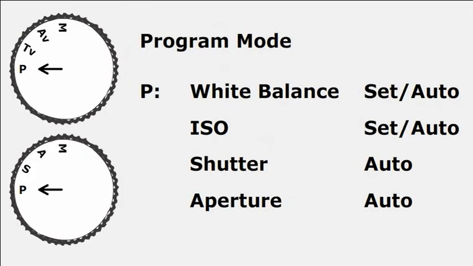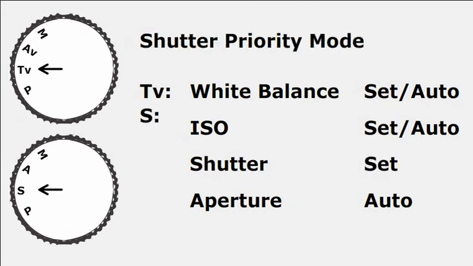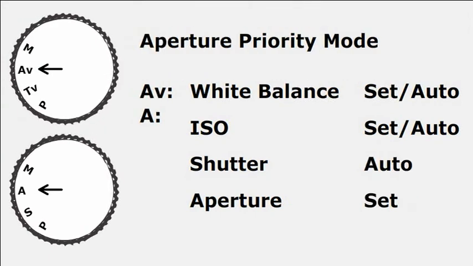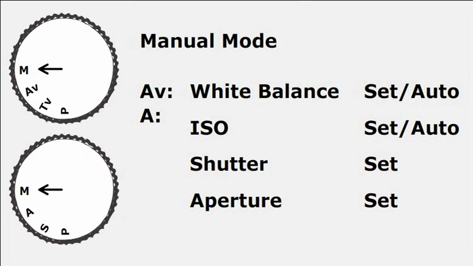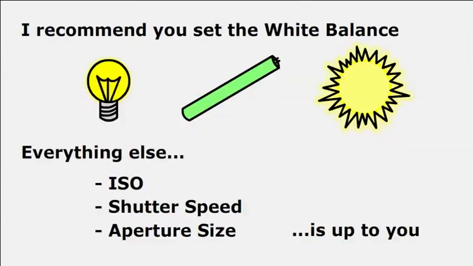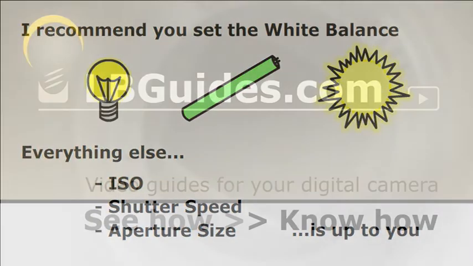Now that you understand these settings, you can choose to set one or more to get the results you want and have the camera automatically set the others. If you're happy with the results from the auto mode, that's fine. I would just recommend setting at least the white balance, especially if you're not in daylight. And keep the ISO, shutter speed, and aperture settings in mind next time the auto mode isn't producing the picture you thought it would.